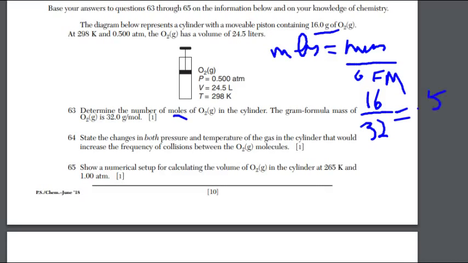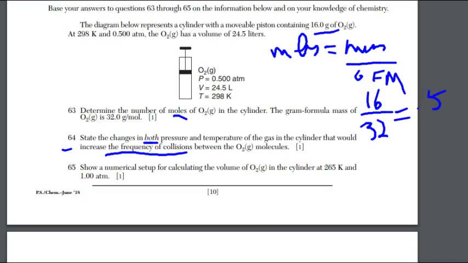All right, for 64, state the changes in both pressure and temperature of the gas in a cylinder that would increase the frequency of collisions between the oxygen molecules. Well, if I want to have more collisions here, I'm going to go ahead, I'm going to increase the temperature because increasing the temperature increases the kinetic energy. And I'm also going to increase the pressure because by increasing the pressure, it's going to squeeze those molecules together.